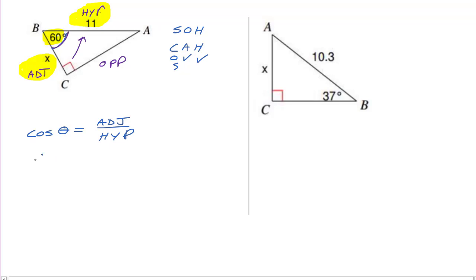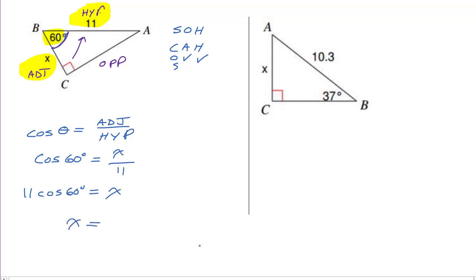Okay, so let's sub in what we know. We know the angle this time is 60 degrees, and we know the adjacent is x, which we don't know, and we know the hypotenuse, which is 11, so we're going to multiply both sides by 11. 11 cos of 60 degrees equals x.